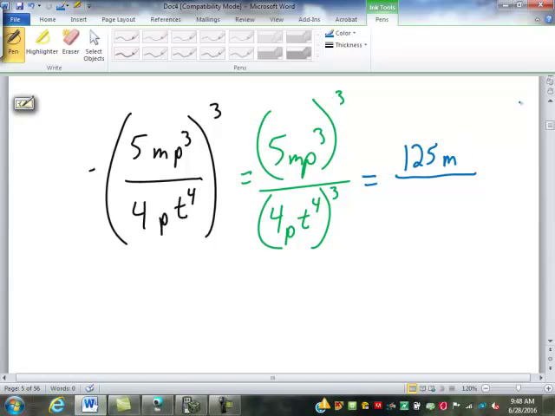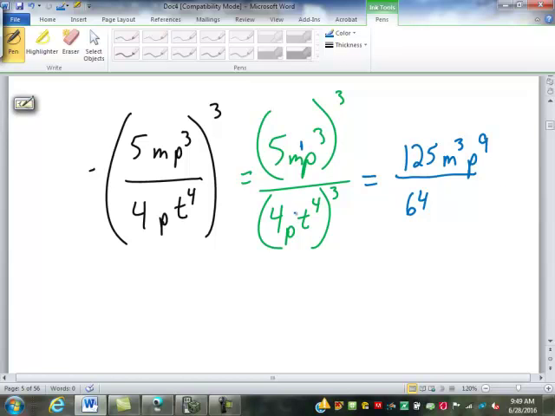M to the 3rd power. This is m to the 1. It's 1 times 3 is 3. P to the 9th power. 3 times 3 makes 9. Any questions on where the top came from there? On bottom, what do we do? What's the number going to be? 64. Yeah. 4 to the 3rd power. 4 times 4 times 4 is 64.